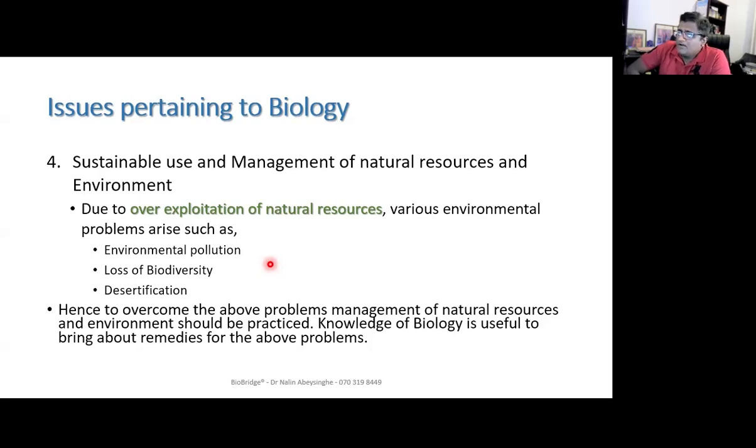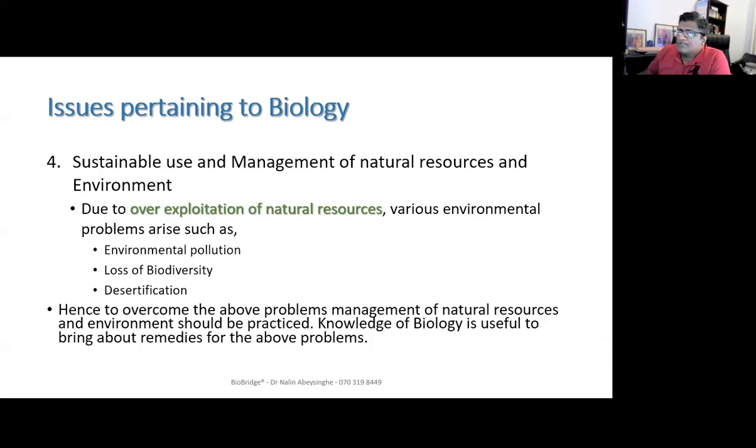So knowledge of biology is very useful to bring remedies, especially to alleviate environmental pollution, right? To preserve certain endangered species, right? Hence, to slow down the loss of biodiversity and prevent desertification, you have to have the biological knowledge. You have to have the knowledge of biology. Right.